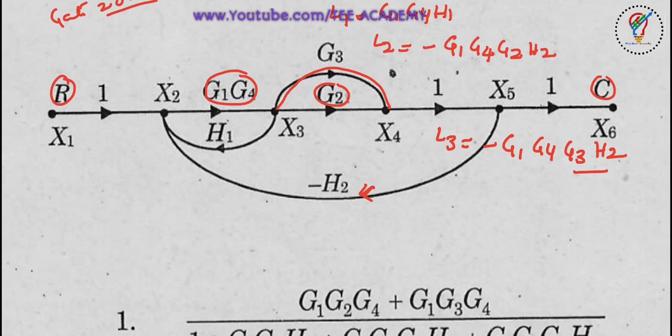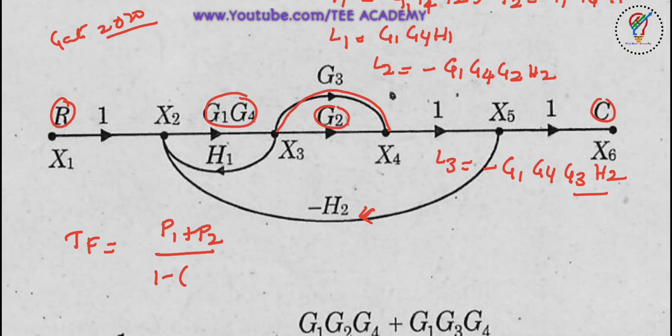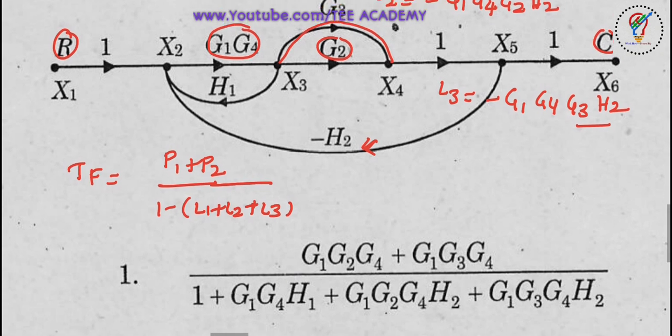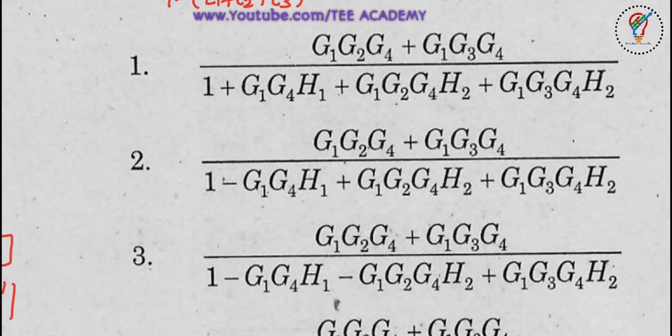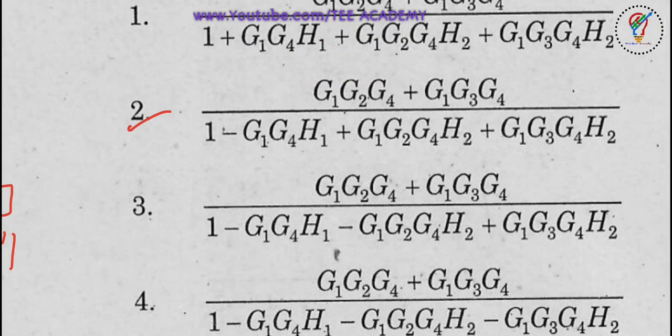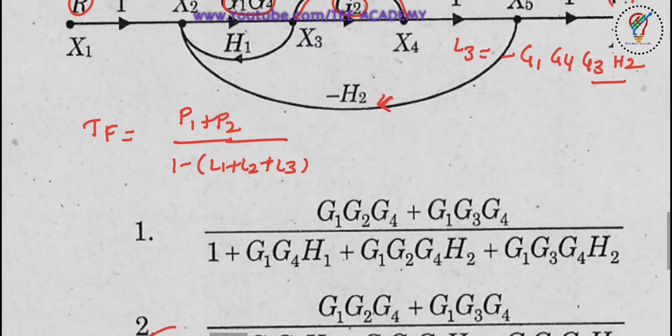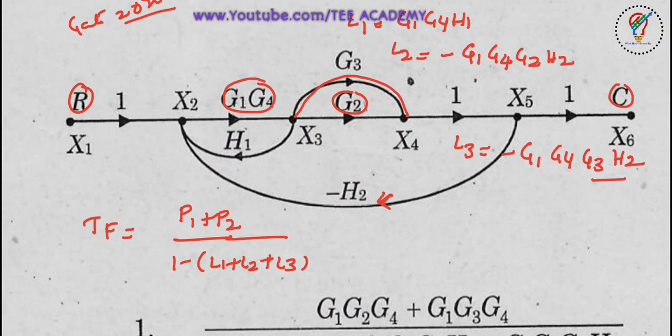Now if you apply Mason's gain formula, the transfer function is equal to the sum of the forward paths divided by 1 minus the individual loops. There are no non-touching loops here. So 1 minus (L1 plus L2 plus L3). Add P1 plus P2 and divide by 1 minus (L1 plus L2 plus L3), and you will get the answer. Option 2 is the right option for this question. Hope you did it on a piece of paper and added all these values; you will get the same answer.